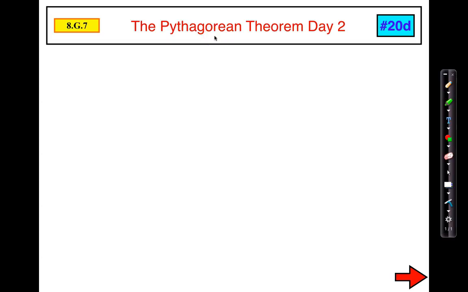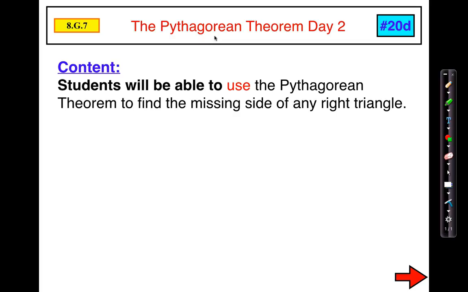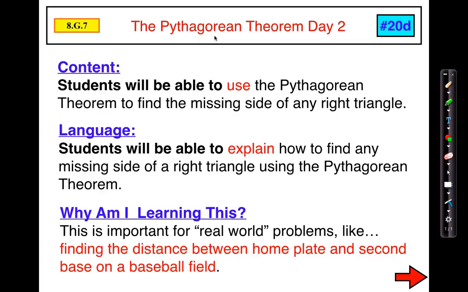Welcome back. Today we're going to be working on the Pythagorean Theorem, Day 2. Our content objective is students will be able to use the Pythagorean Theorem to find the missing side of any right triangle. Language objective is students will be able to explain how to find any missing side of a right triangle using the Pythagorean Theorem.